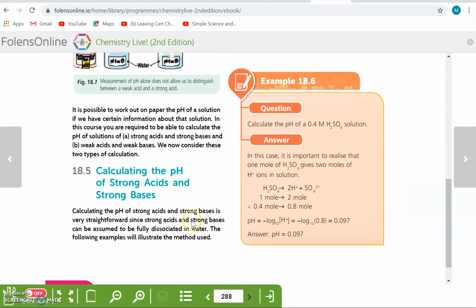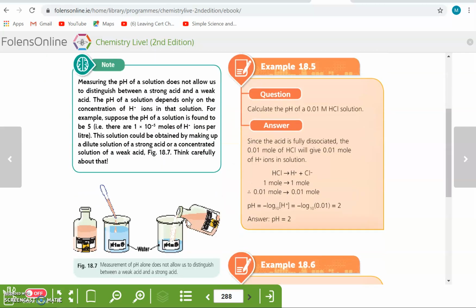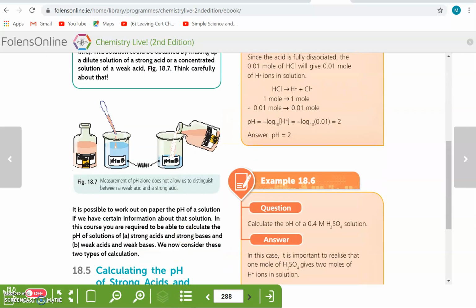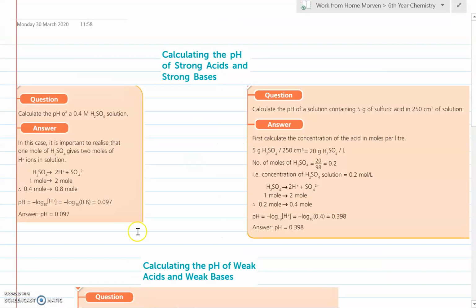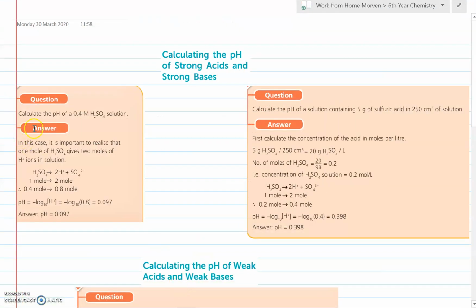What I really want to get into today is looking at the calculations in relation to strong acids and then weak acids. Here are two examples in the textbook, I think on page 288, and they're the same as before, the ones we did before the weekend. Calculate the pH of 0.4 molar sulfuric acid solution.